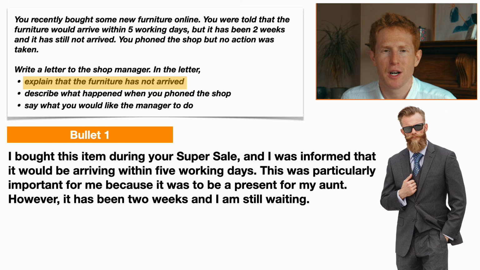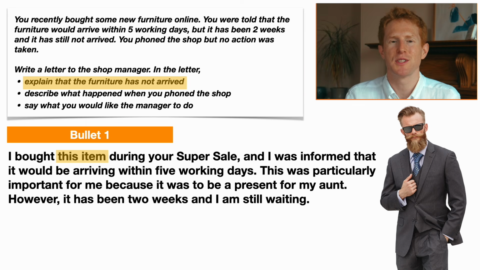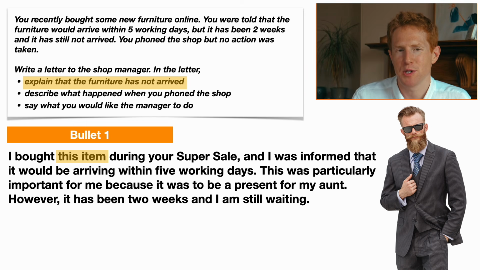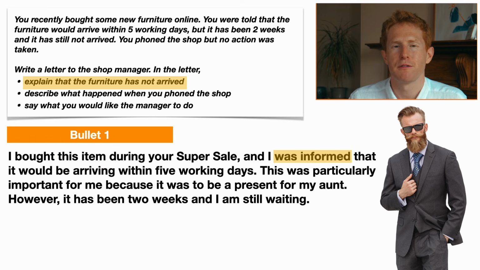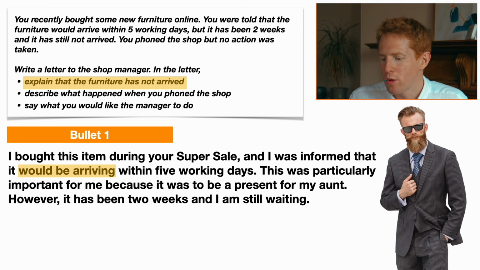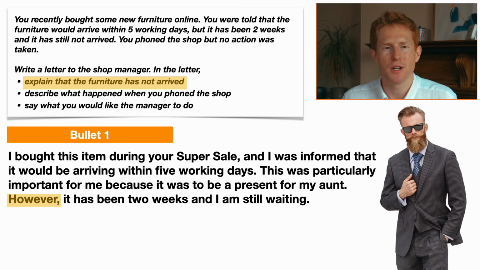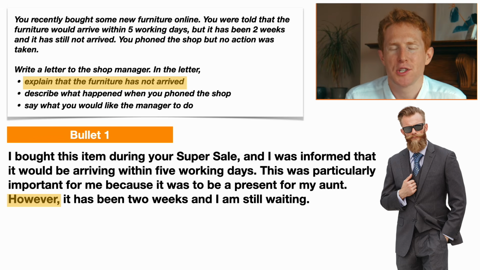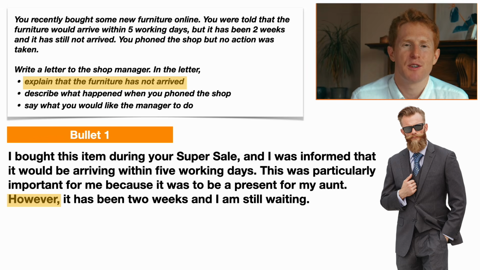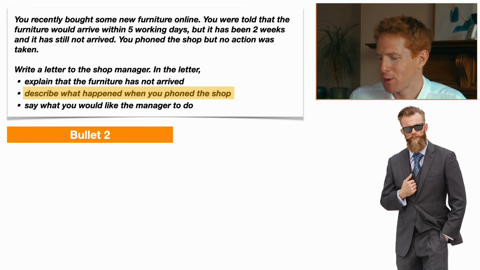Now, this paragraph has got some very useful language. We've got words like, I bought this item. So this item is a way to not repeat the word armchair over and over again. Then we've got was informed. So this is the passive form. Would be arriving. Great grammar there. We've also got linking words like however. Now you'll know however because you'll be writing it in your task 2 essays. Remember, the linking words that you use in your task 2 essays, you can also use in formal letters. Let's move on to bullet point 2. Describe what happened when you phoned the shop.